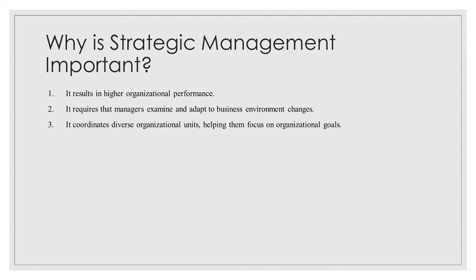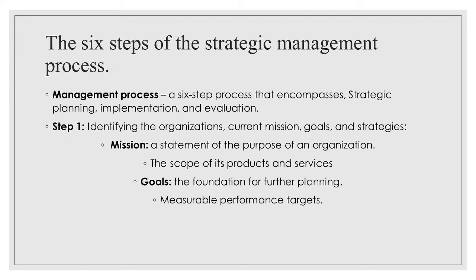Next slide, sir. The 6 steps of the strategic management process. A 6 step process that encompasses strategic planning, implementation, and evaluation. Step 1, identifying the organization's current mission, goals, and strategies. Mission, a statement of purpose of an organization, the scope of its products and services. The goals, the foundation for further planning, measurable performance targets.